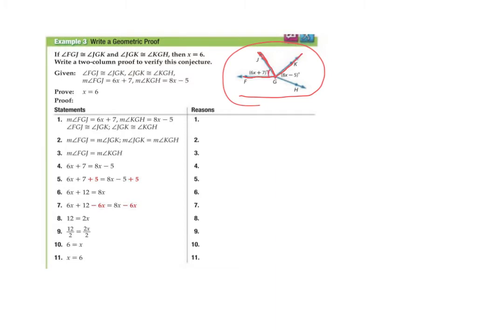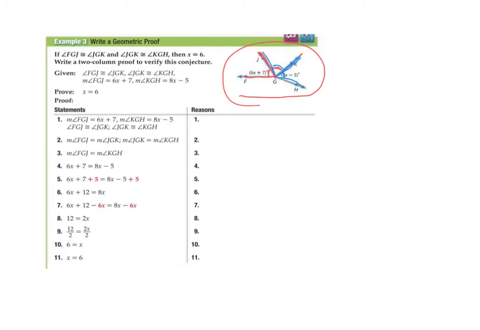So I'm going to do the little tick mark on an angle that says something is congruent to itself. And then I have this other relationship that says angle JGK is also congruent to angle KGH, the blue angles.